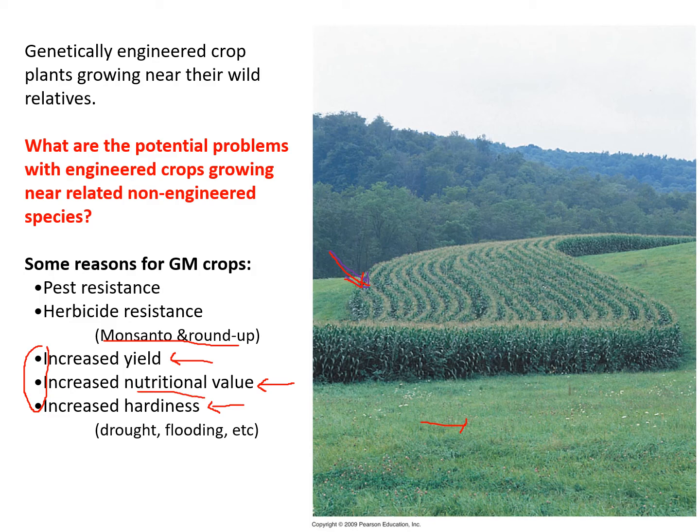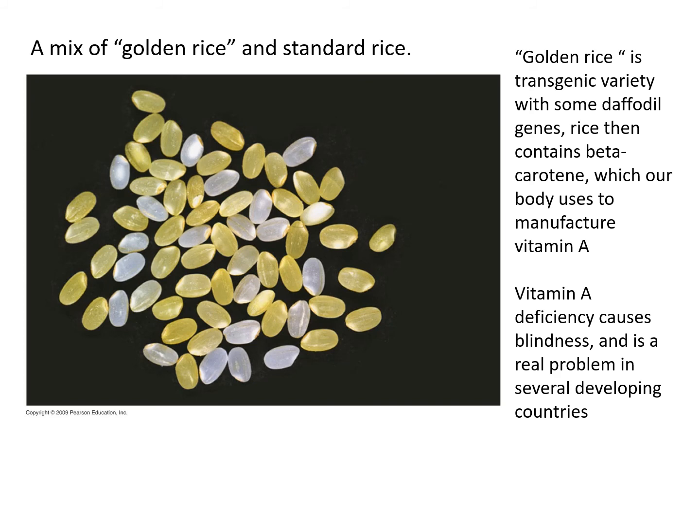Increased nutritional value, this is done with golden rice. Yes, that's the next slide I put here. Golden rice was one of the first genetically modified organisms, and it's a transgenic variety. Transgenic means genes from a different organism. So they took some daffodil genes and put them in with rice. So they contain beta carotene now, which our body uses to manufacture vitamin A. And vitamin A deficiency causes blindness in developing children. This is a real problem in a lot of developing countries. So this genetically modified rice could cure that problem.